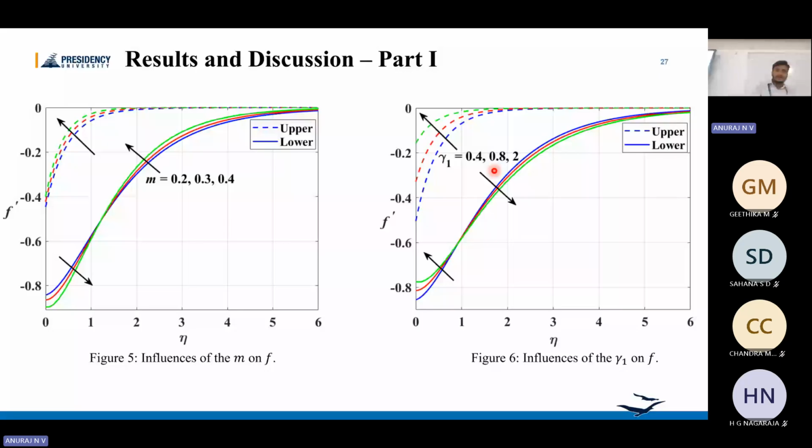This is for the physically valid region, the upper solution. Similarly, in the lower solution, at the start it is decreasing, later it is increasing. But physically the lower solution is not valid.